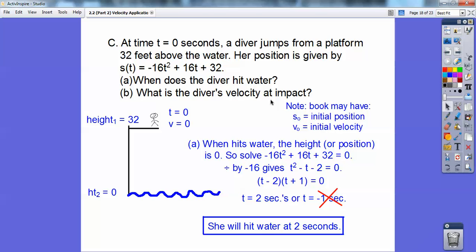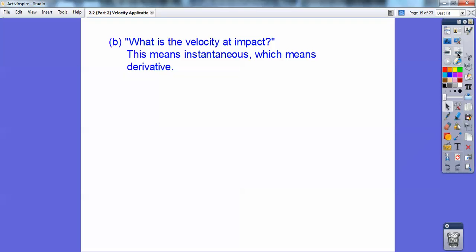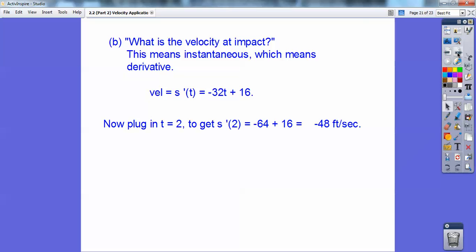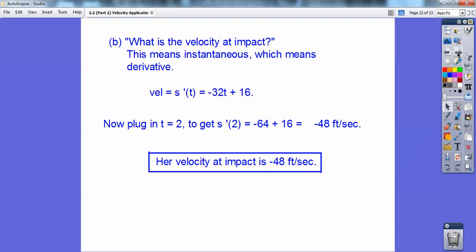Okay, so the diver's velocity means derivative. I'm going to take the derivative, and then I'm going to plug in t equals 2 seconds at impact right there. So here we go. I'm going to plug in t equals 2. So her velocity at impact is going to be negative 48 feet per second. Okay, that's it.